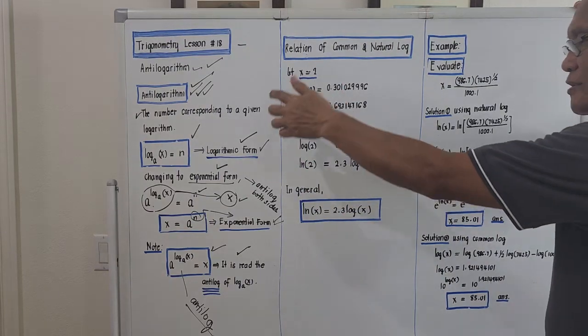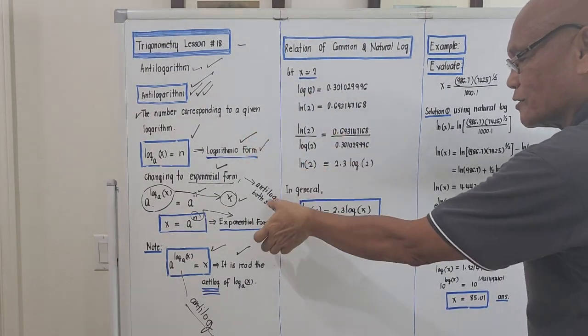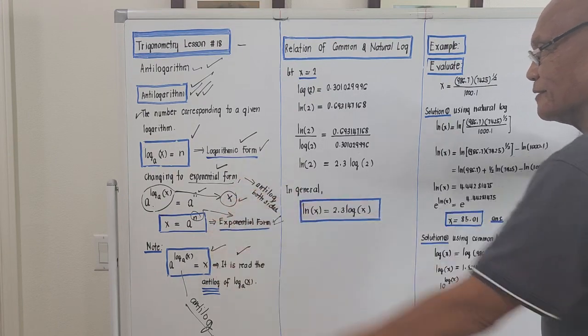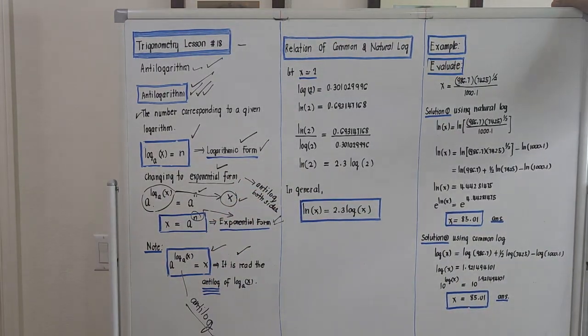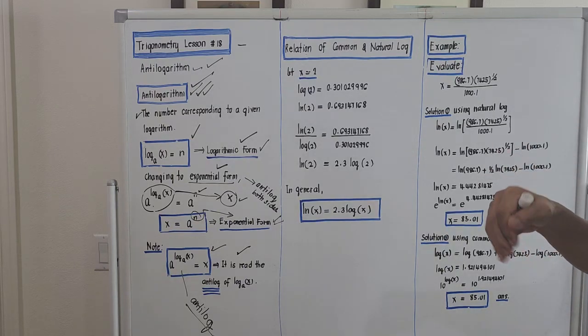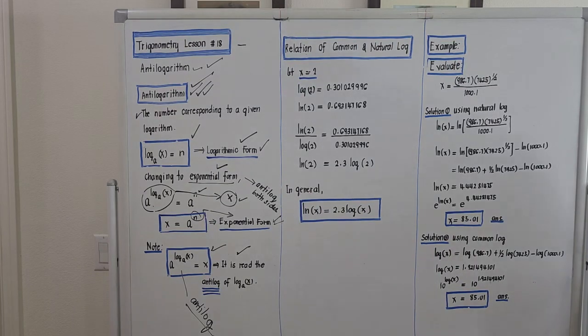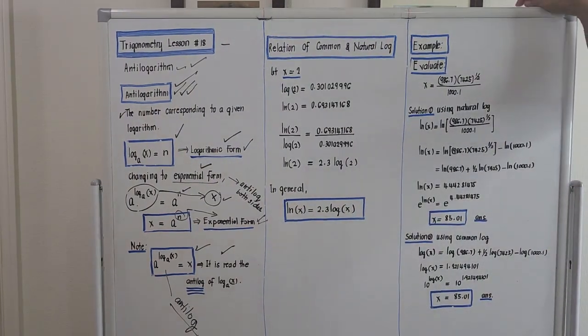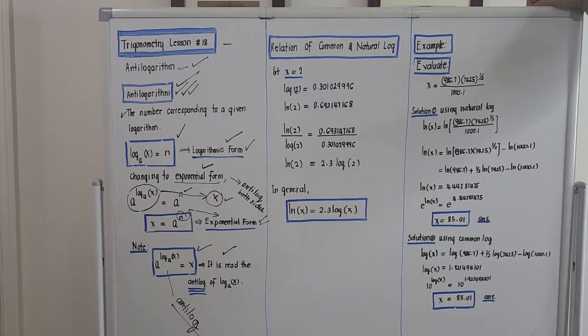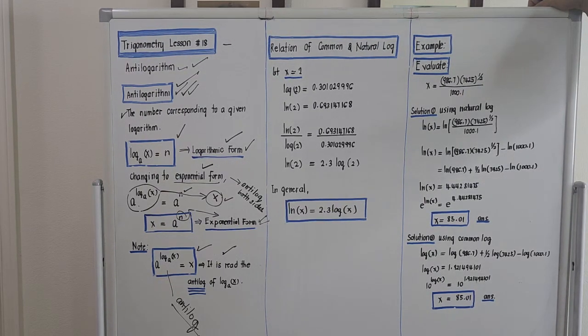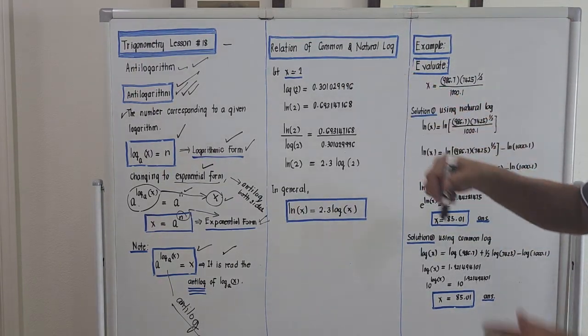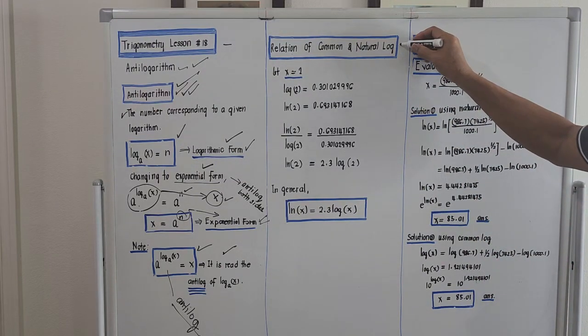Antilog, we are just changing the form of the logarithmic equation to its exponential equivalent. Let's bring out one important relation here, the relation between the common logarithm and natural logarithm. Sometimes there are problems on the short videos asking for the relation of the common logarithm and the natural logarithm, and we shall bring out now the relation between them. We'll try to derive this one.